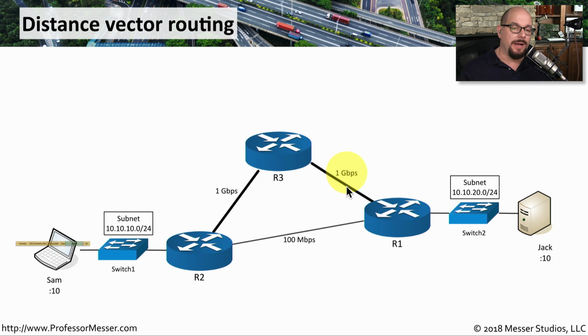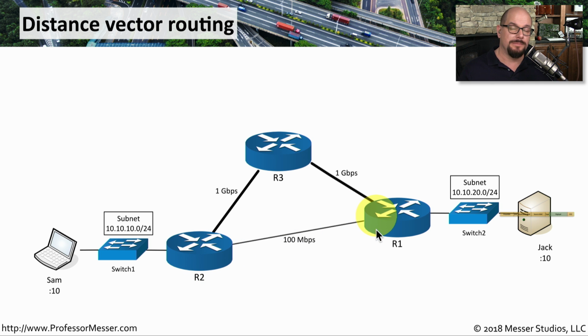With distance vector routing, the speed of these links doesn't matter. The only thing that's important is how many hops is the lowest to be able to get from point A to point B. So when Sam sends this information to router 2, it knows that the lowest number of hops is going to be straight to router 1 and then to Jack. Even though the traffic may have gotten to Jack faster if it had gone to router 3 and then router 1, this distance vector routing algorithm chose the lowest number of hops, and that was directly between router 2 and router 1.